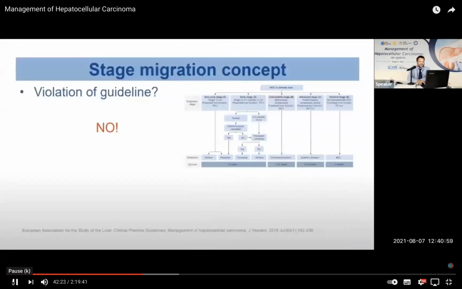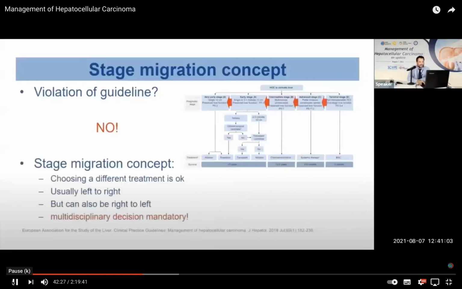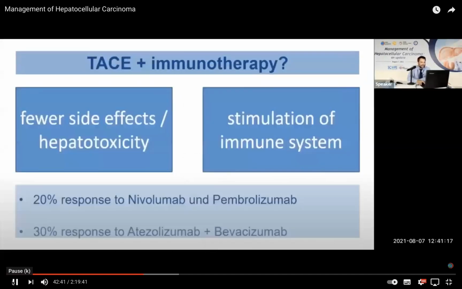So the stage migration concept: is it a violation of the guidelines? No. Choosing a different treatment is okay. We can migrate from left to right. Well, usually it's left to right, but we can go from right to left. But the MDT discussion is mandatory.